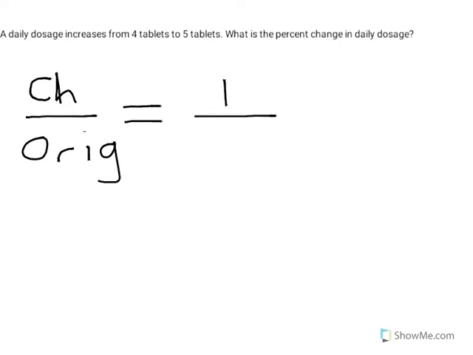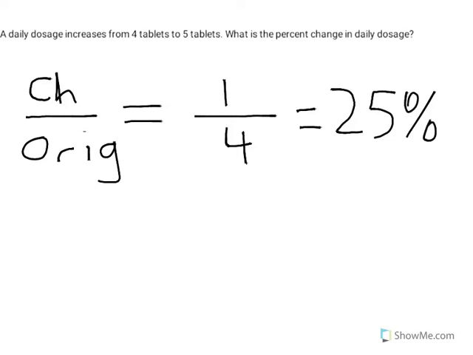And what was the original? Well, we started at 4 tablets, so that's our original. So the fraction that we get is 1/4. Now, hopefully you know that 1/4 is 0.25, or as a percent, that's 25%. Alright, so there's one question done. So we could now say the dosage has increased by 1/4, or we could say it's increased by 25%.